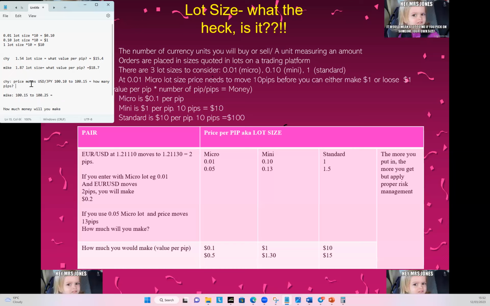And Chi, can you put your answer in the chat box for the first one? It's already there. Okay. So 10. Now using your 10 pips and using your 5 pips. So Chi, using your 5 pips, how much money are you gonna make? And Mike, using your 10 pips, how much money are you gonna make?